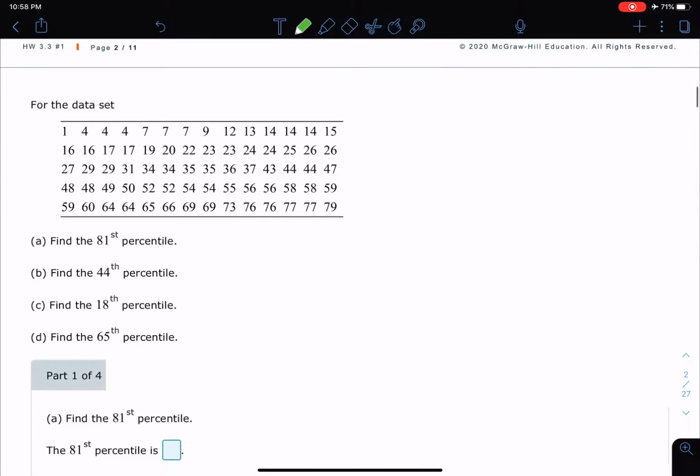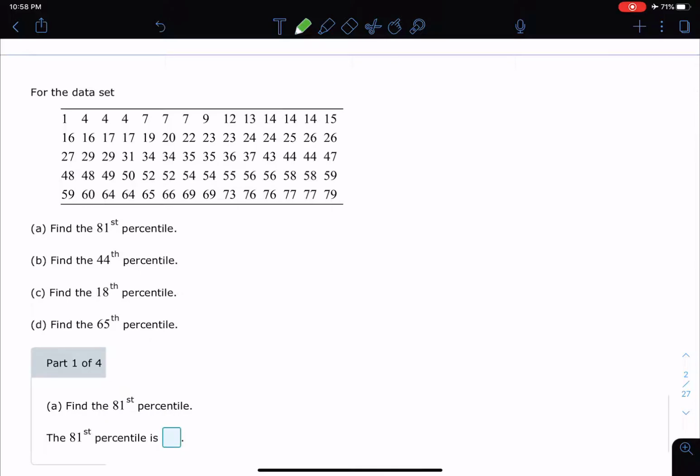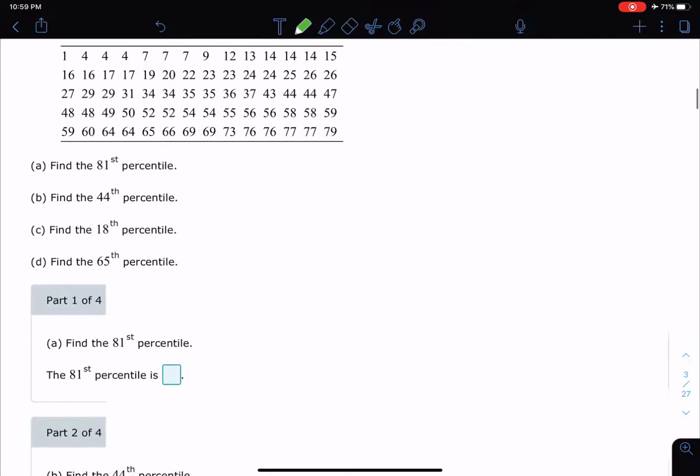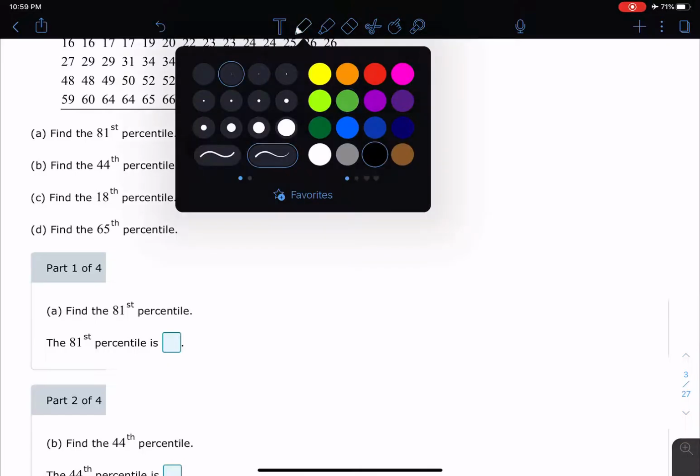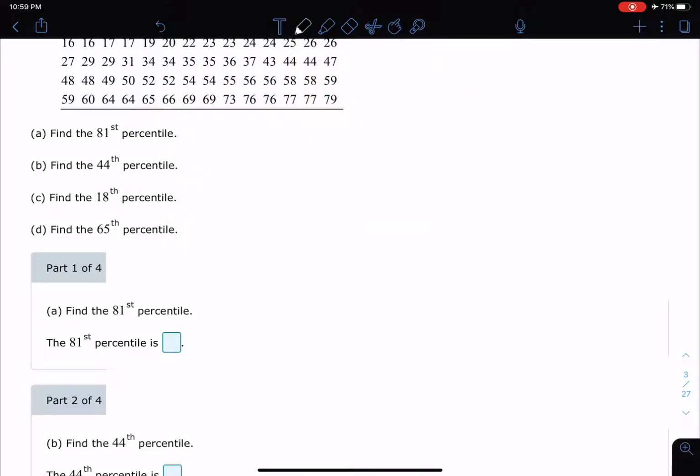The good thing about this data set is it is ordered for us. So it's kind of a big data set, but we're trying to find percentiles. Percentiles, very much like quartiles, you're going to find the position L. Since we're trying to find the 81st percentile, you multiply 0.81 times how many data pieces we have here. A lot.